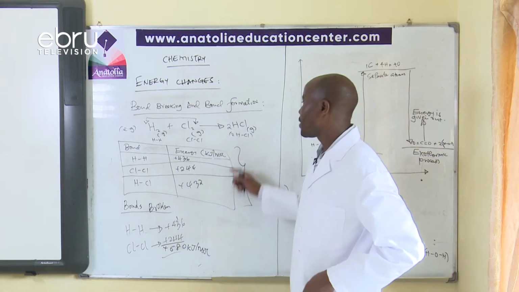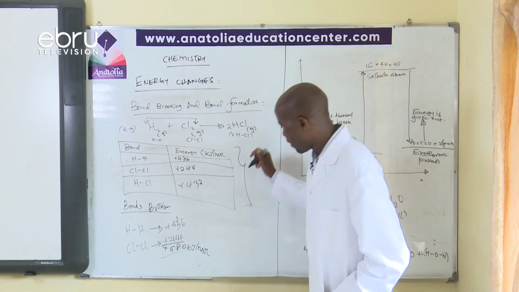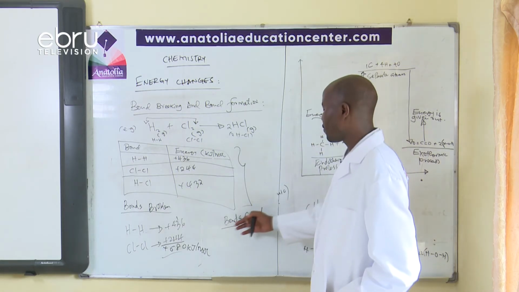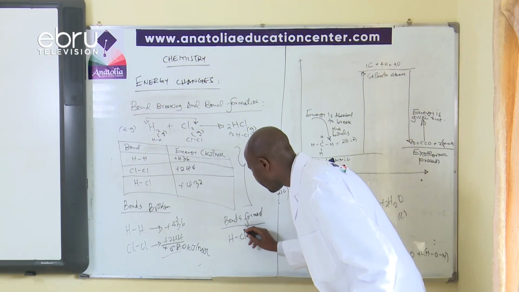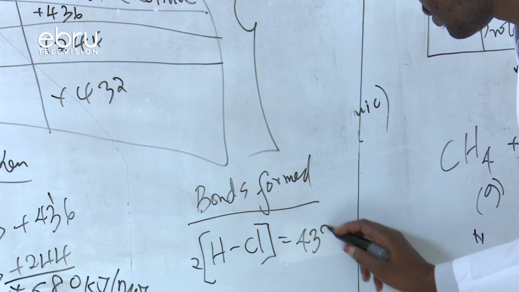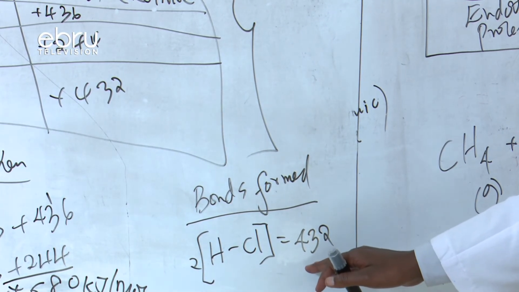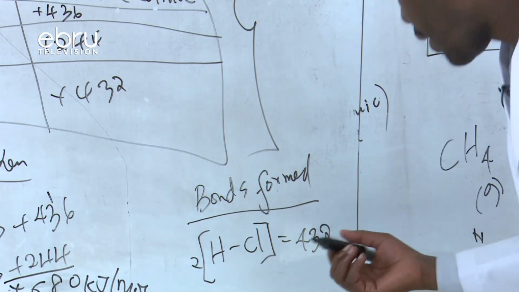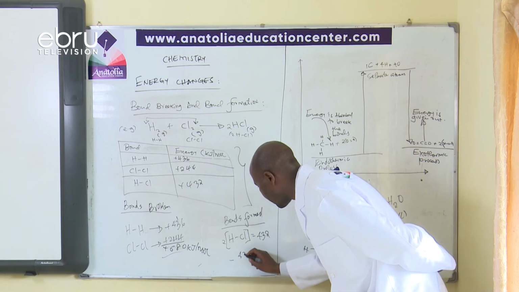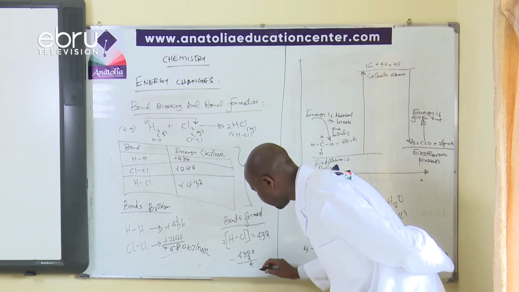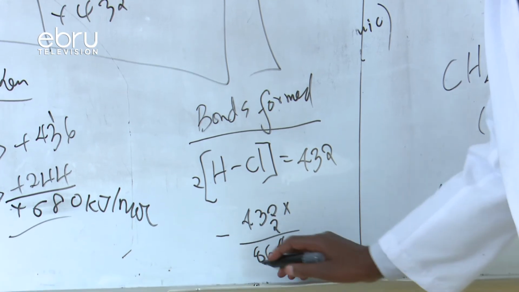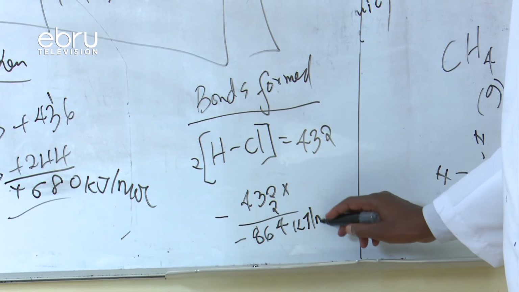Once we break the bonds, we are forming new bonds. So the bonds formed, or bond formation, you're only forming the hydrogen chlorine bond, but it is 2. So this one you're going to have 432 kilojoule per mole. This is the amount of energy which is going to be given out when you form new bonds. But remember, it is twice, and it is an exothermic process, so the value will be negative. 432 times 2, which gives you 864. So the total energy that is given out is negative 864 kilojoule per mole.